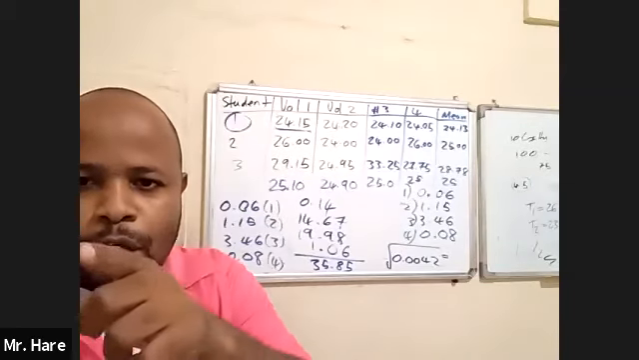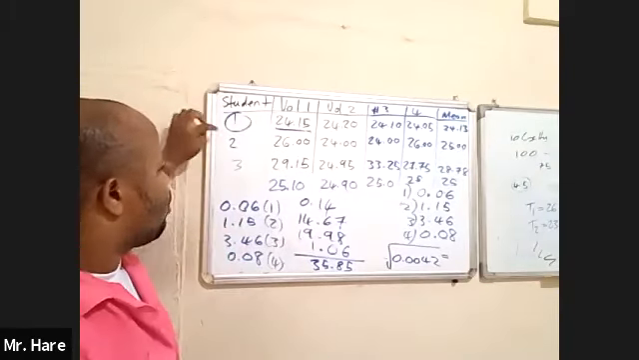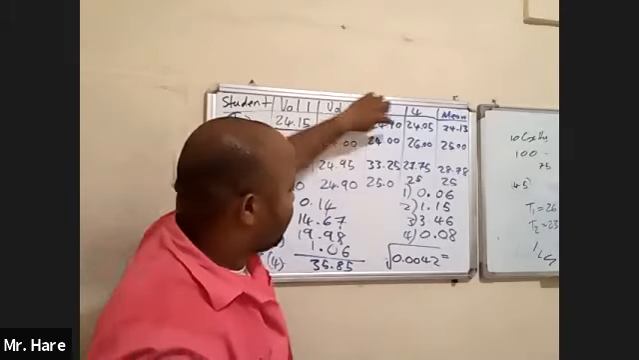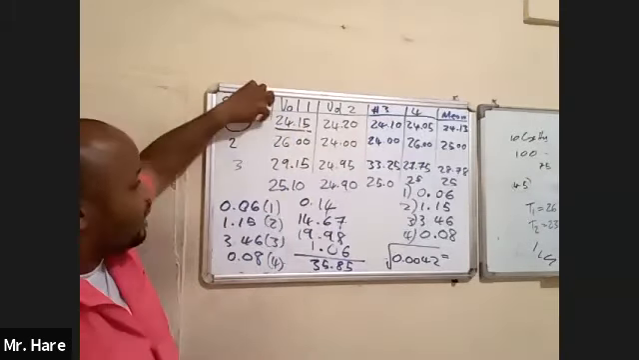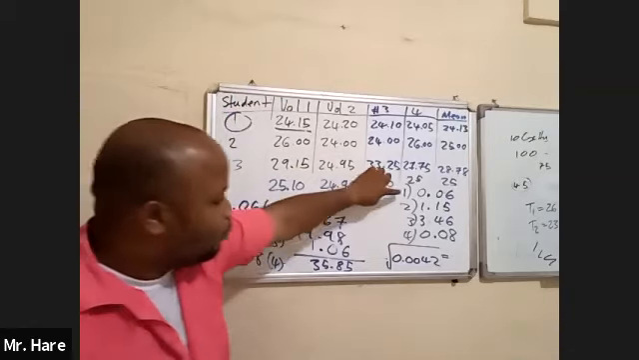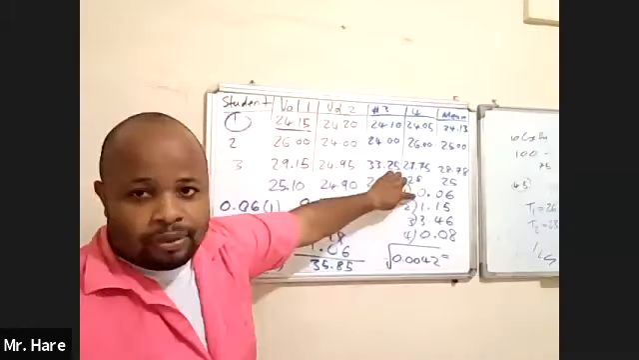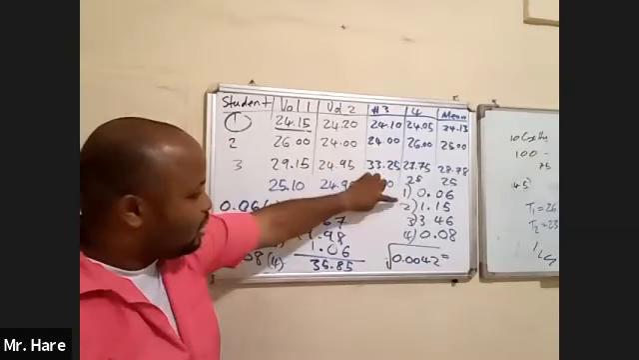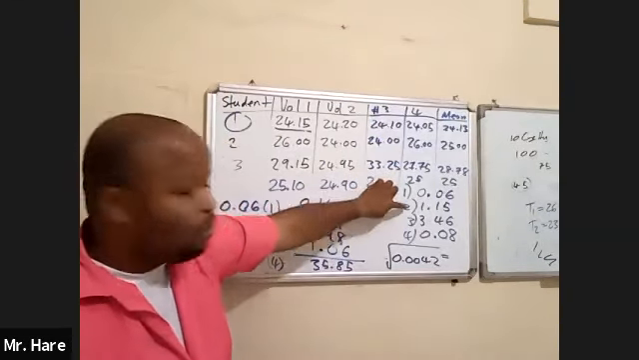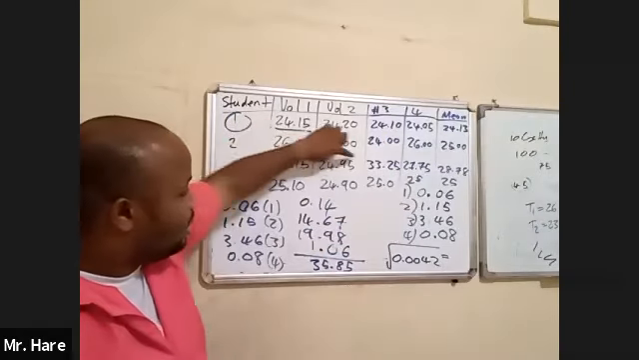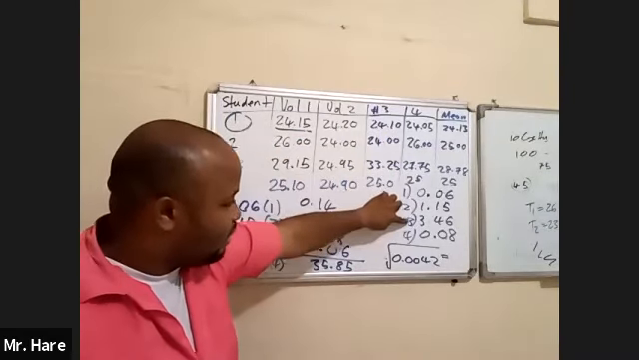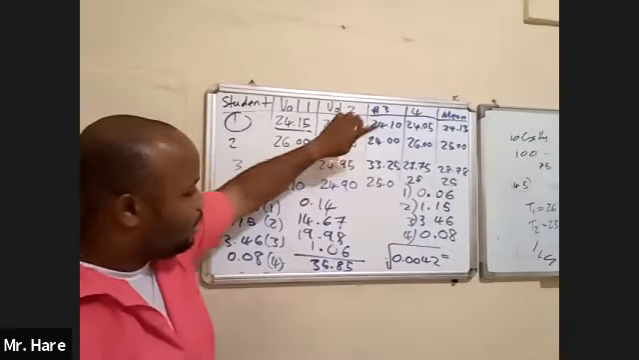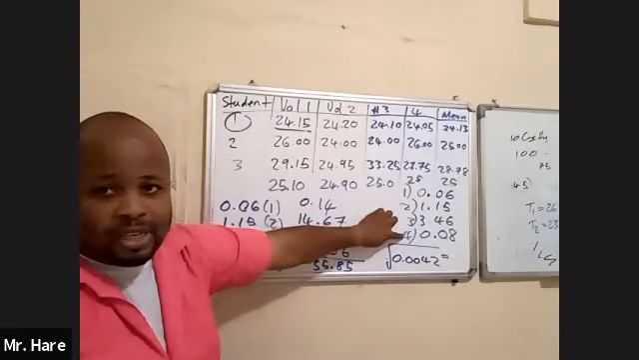Are we going by column or row? No, for student 1, it's the first row, and we calculated the standard deviation to be 0.06. Then student 2 is the second row, standard deviation 1.15. Student 3, third row, standard deviation 3.46. And the fourth student has a standard deviation of this.